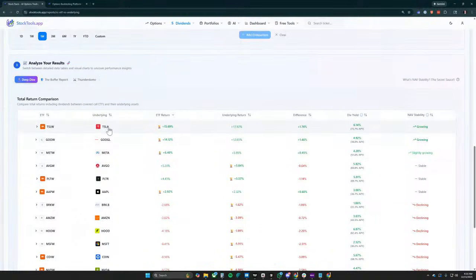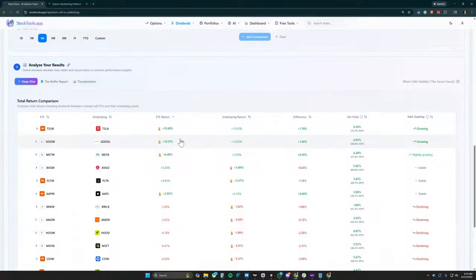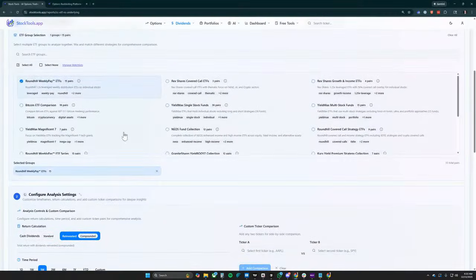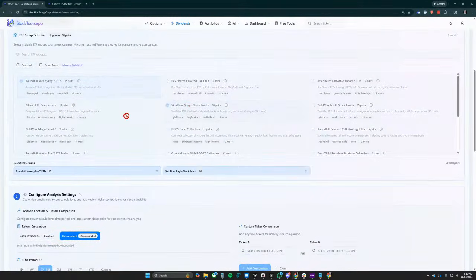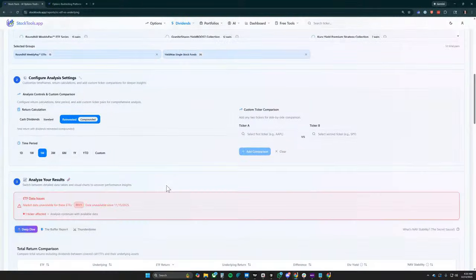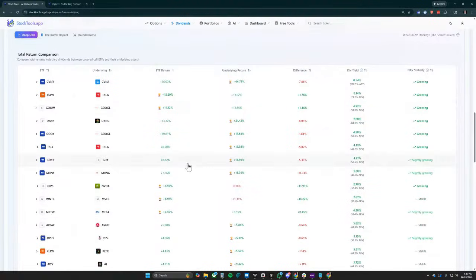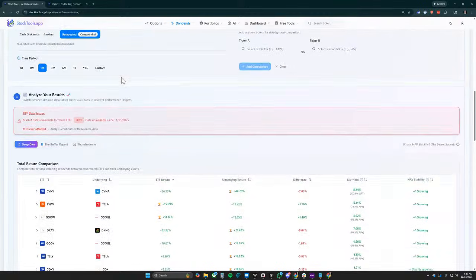TSLW is outperforming Tesla slightly by 1.7%. GOOW is outperforming Google. The other thing I like to do also is you can bring in all of the other funds, right? So we can bring in YieldMax single stock funds. We can click select all, and it's going to bring in literally all of them. Yeah, I got to drop BRKY. But you can see Carvana versus the underlying. You can see all of these, one versus the other, right? So we can see GOOW is outperforming GOOY, TSLW is outperforming TSLY.